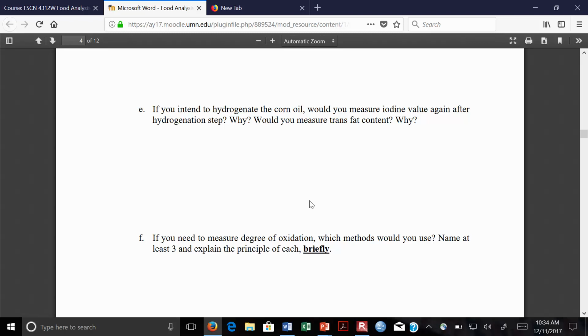Do you measure iodine value? Yes. Why? Because it is a measure of degree of unsaturation. So I measured it before and I measured it after to determine the completion of hydrogenation. And trans fat can be produced during hydrogenation, especially incomplete hydrogenation. So it has to be measured given its adverse health effects.